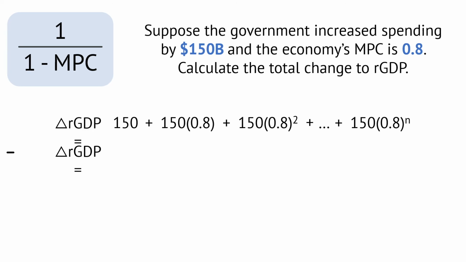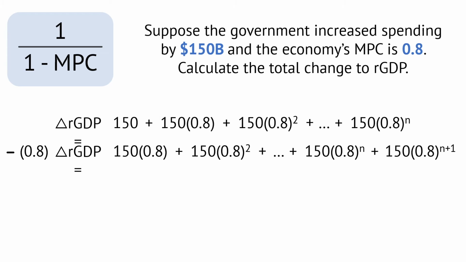So just like we did before, we subtracted out the sum of the series, but it wasn't just the sum of the series, so it's not just going to be change to real GDP. It's going to be change to real GDP times r, or in this case, our MPC of 0.8. So when you do that, now, instead of 150 as that first term, you have 150 times 0.8, and then 150 times 0.8 squared, and so on and so forth, all the way out so you get 150 times 0.8 to the nth power, and 150 times 0.8 to the n plus 1 power.